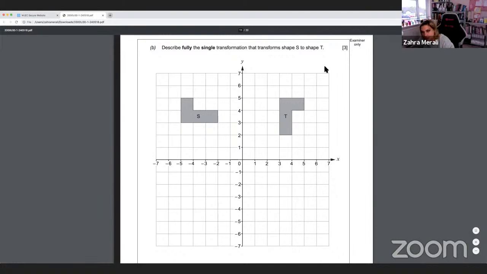So in order to get the mark here, you need 3 different things. The first thing is what it is. It's a clockwise rotation. By how much? By 90 degrees. And where from? It's as if I put my point in the origin and I shifted it round. So it's 90 degrees about the origin. Okay. Right, next question.